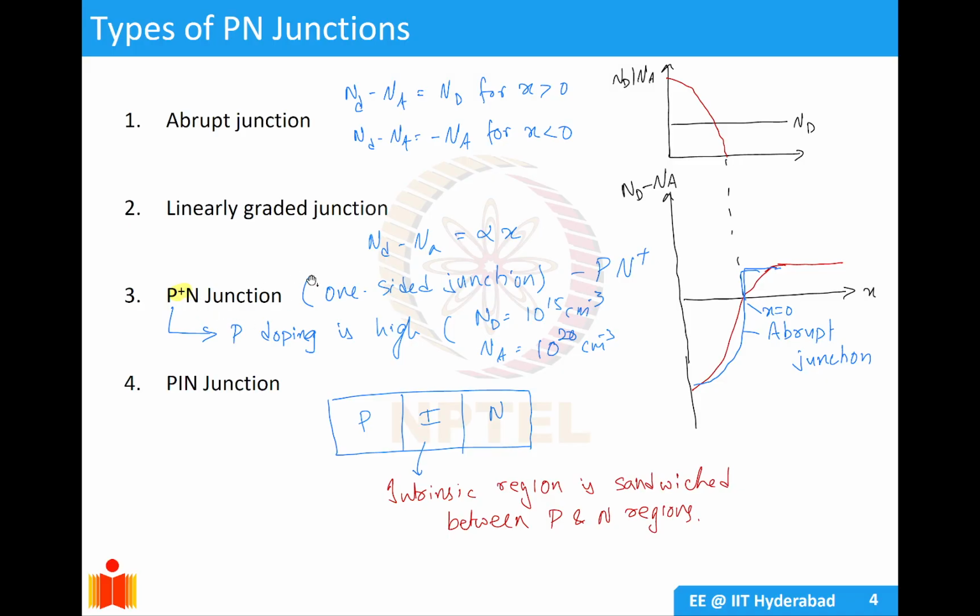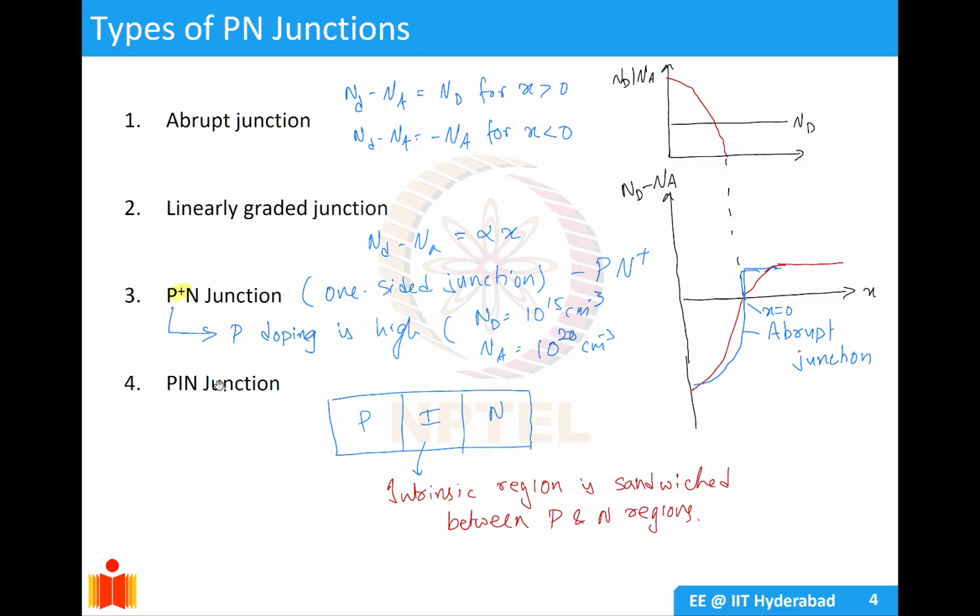Then you have the P plus N junction, where one side is heavily doped and the other side is lightly doped. Similarly, you can have the P N plus junction. P plus N junction means the P doping is very high, whereas N doping is light. P N plus junction is where N doping is high and the P doping is low. An example of a P plus N junction would be where Nd is 10 per 15 and Na is 10 per 20. So there's a huge difference between the doping.